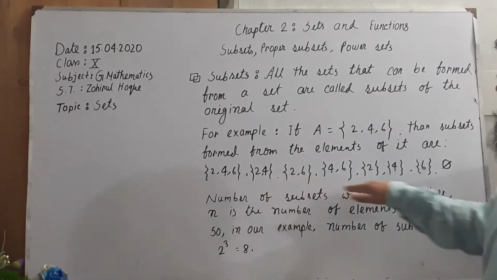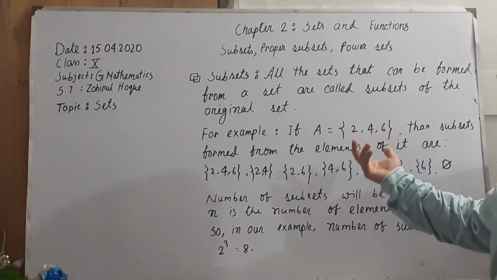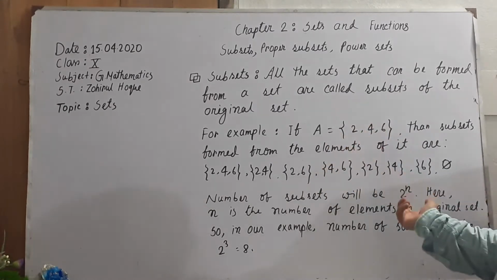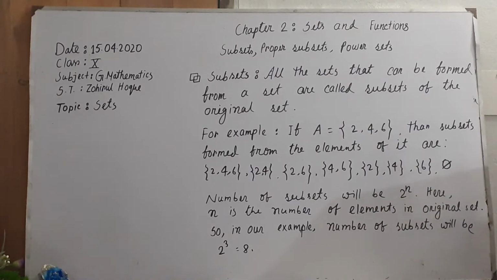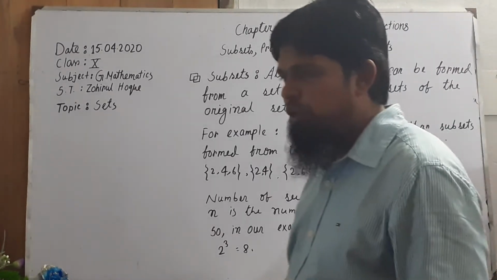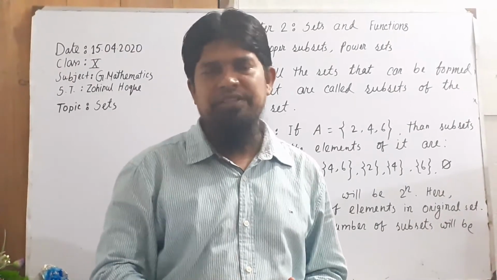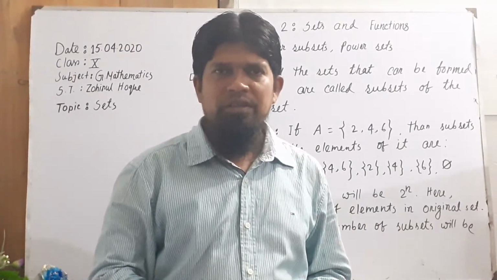Other sets are formed by using one or two or more elements from the original set. So the most important question is how many subsets can be formed from a given set.